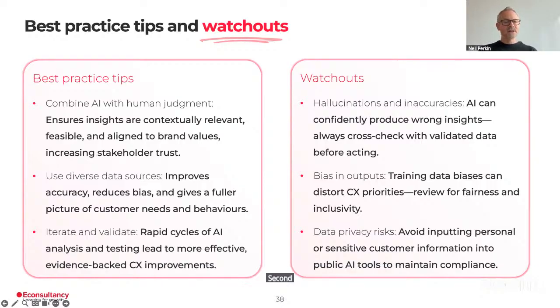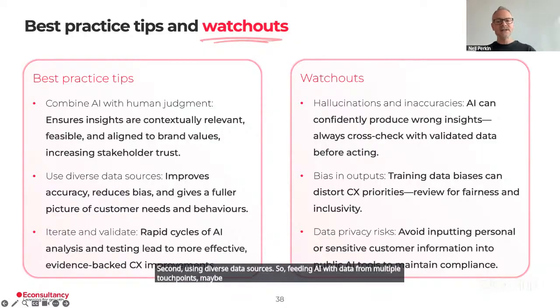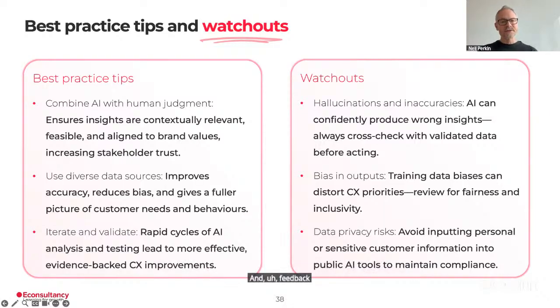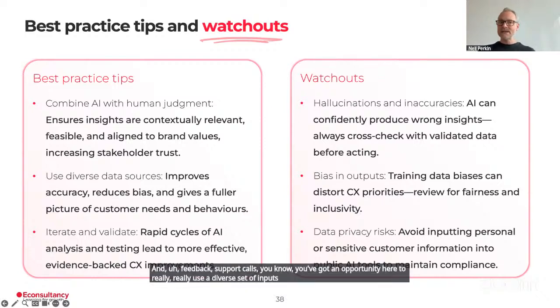Second, using diverse data sources. So feeding AI with data from multiple touch points, maybe surveys, social posts, feedback, support calls. You've got an opportunity here to really use a diverse set of inputs. That makes the insights more accurate, and potentially reduces the risk of bias as well.